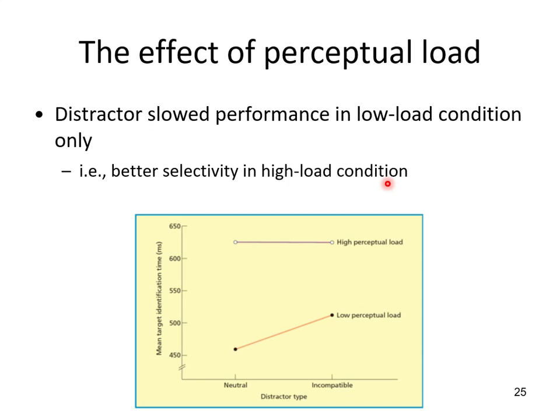Now, can you make a guess on why it happens? Why will a higher perceptual load produce better selectivity? Can you make a guess? Right. The task is more difficult, and therefore you need to focus your attention really on the task. Then the more you try to focus, the better selectivity you have.